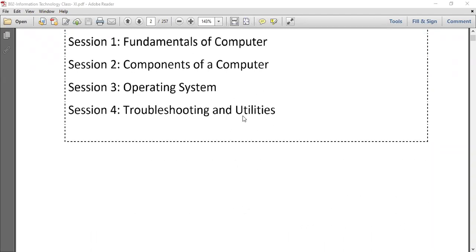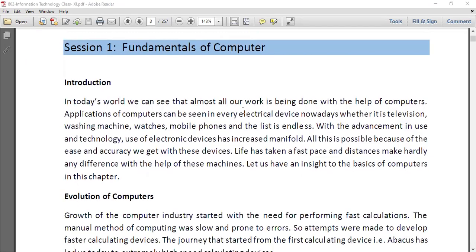So let's start with session one, that is fundamentals of computer. So we see computers are a part of each and every area nowadays. So applications अगर हम बात करें, computer applications are there in all sorts of electronic devices that you find today, even TV, washing machine, watches, mobile phones, the list is endless, right? So all these devices nowadays are embedded devices.